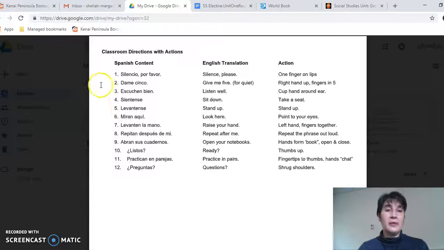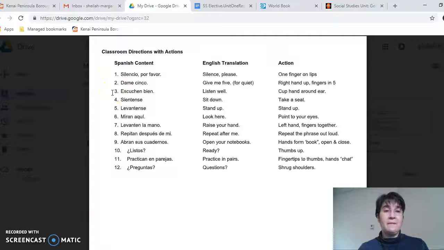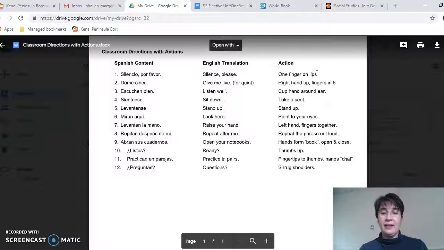I'll run through them really quick for your pronunciation again. Silencio, por favor. Dame 5. Escuchen bien. Siéntense. Levántense. Miran aquí. Levanten la mano. Repitan después de mí. Abran sus cuadernos. ¿Listos? Practican en parejas. Preguntas. And you're good. These are important instructions and directions to be familiar with in our class.